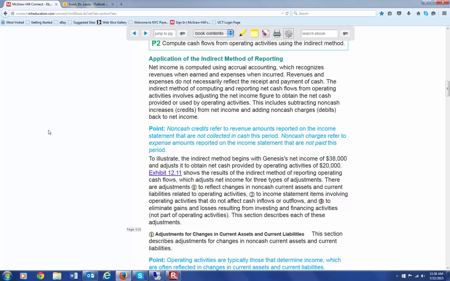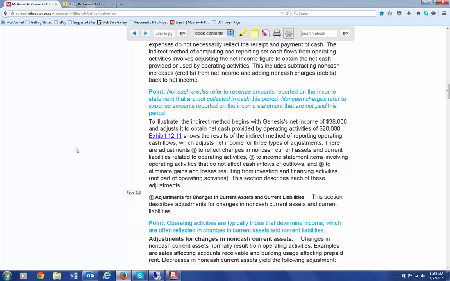Exhibit 12-11 is going to show you the results of the indirect method of reporting operating cash flows. So you're going to have an adjustment that reflects changes in non-cash current assets and current liabilities, and also adjustments to the income statement items involving operating activities that did not affect cash inflow or outflow. And then you're going to eliminate any gains or losses that have to do with investing or financing activities, because we're only talking about operating activities here.